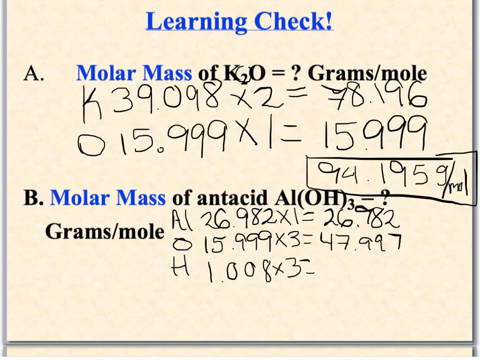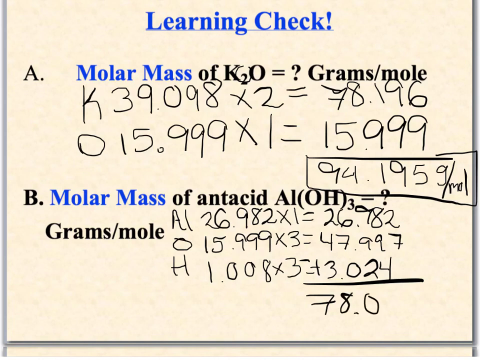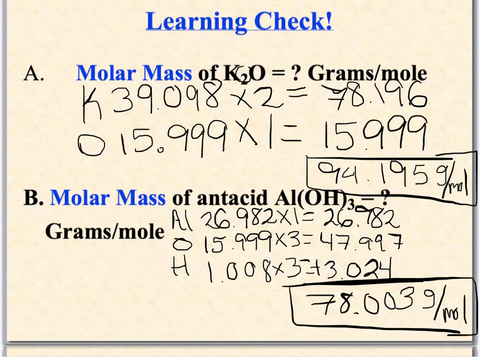And all I'm doing is plugging these into the calculator. If you can do really good mental math, you can do it that way. But I can't. Okay, so when I add all those up, I get 78.003. So that's going to be my molar mass for the aluminum hydroxide. And again, our unit is always grams per mole. So that's your answer. All right, hope you understand how to find the molar mass of both a single element and a compound or molecule.